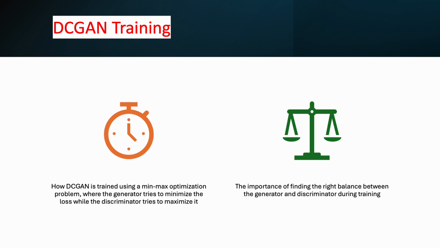The min-max optimization problem in DC-GAN is like a game between the generator and the discriminator. The generator is trying to create fake images that look real, and the discriminator is trying to catch the generator when it creates fake images. The training process involves improving both components, and DC-GAN's performance is evaluated periodically to ensure that it is getting better.